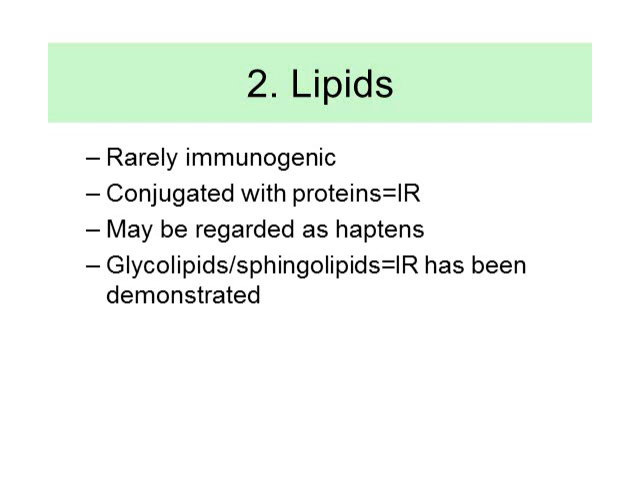The other example, in terms of lipids, I told you they are rarely immunogenic. So that's a good thing for lipids. But if they conjugate with protein, as lipoprotein, they could be immunogenic.